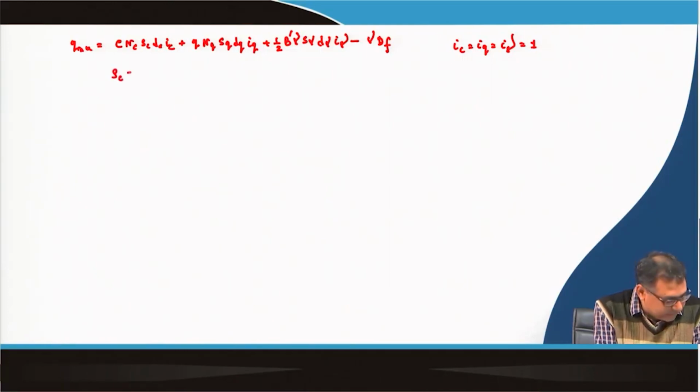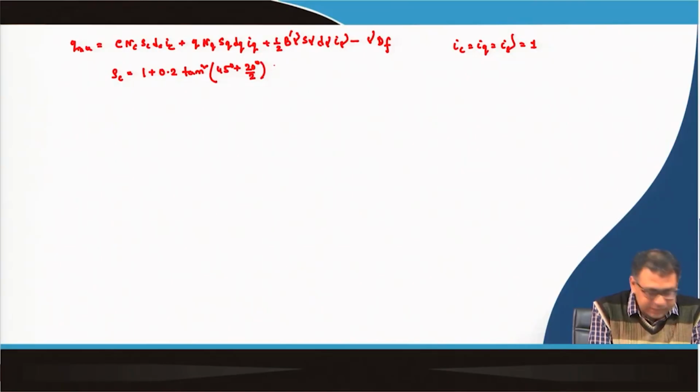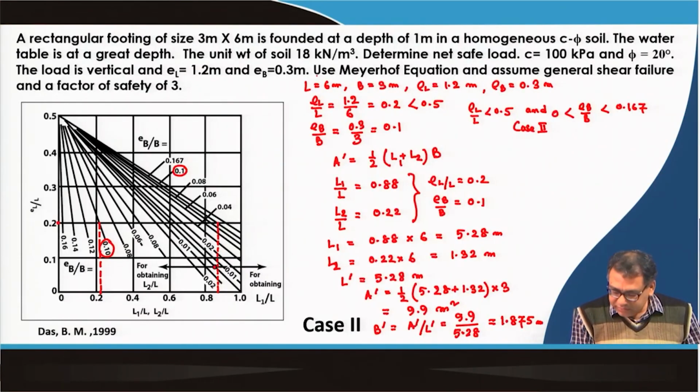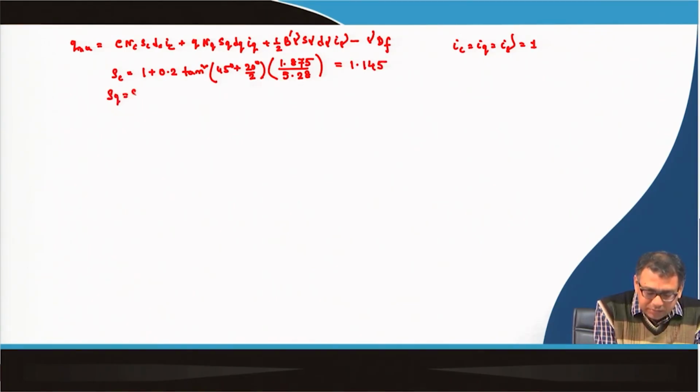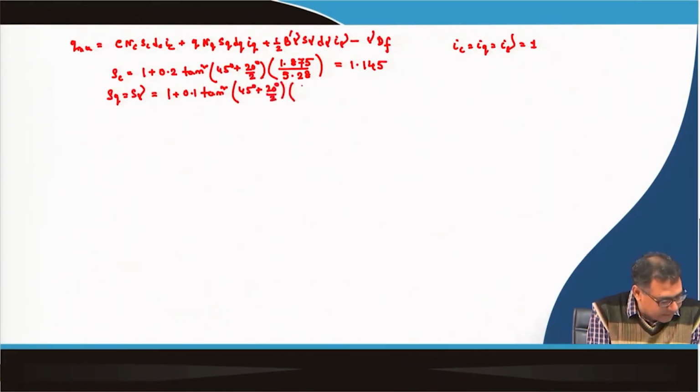So, the Sc equation is equal to 1 plus 0.2 tan square 45 degree plus phi by 2, which is 20 degree by 2, and that is B dash by L dash, and B dash is 1.875 and L dash is 5.28. So, this value will be 1.145. Similarly, Sq will be equal to S gamma, which is 1 plus 0.1 tan square 45 degree plus 20 degree by 2, and this is B dash by L dash, 1.875 divided by 5.28, which is equal to 1.072.